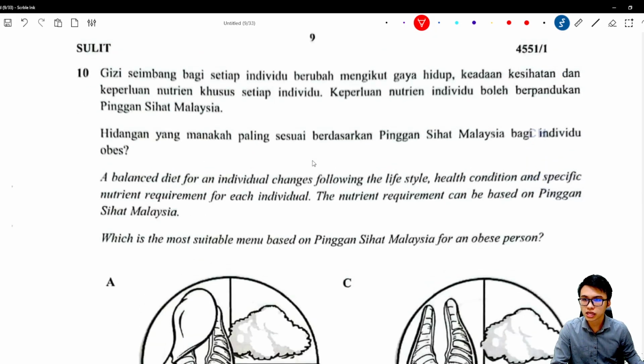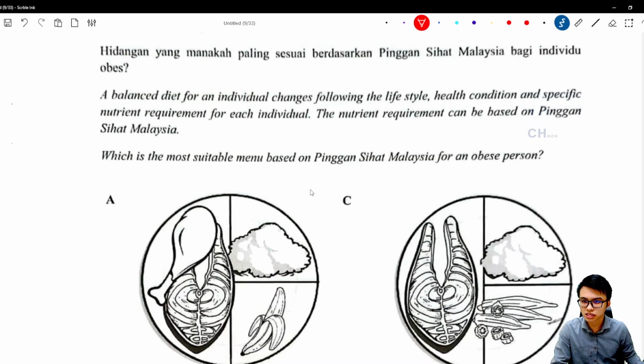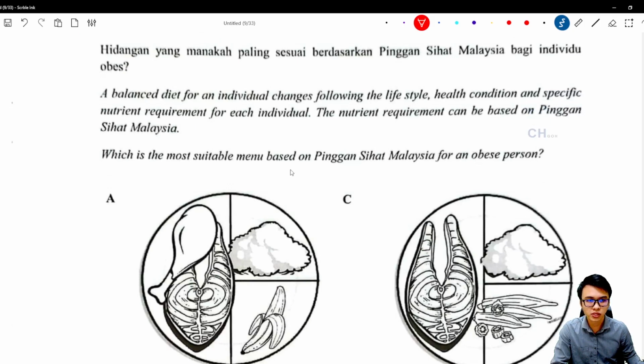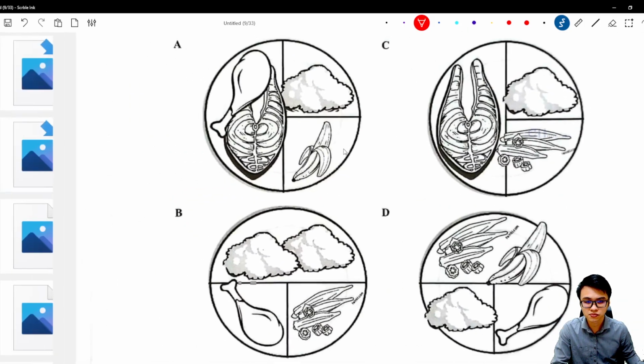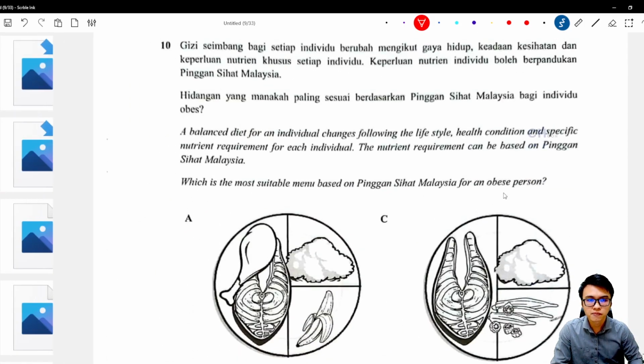How about question 10? A balanced diet for an individual. Okay, you want to follow the Pinggan Sehat Malaysia. So based on the Pinggan Sehat Malaysia, which one is suitable for the obese person? Now, for the obese persons that have excessive fat, they need to cut down carbohydrates and fat intake. So they will need to reduce fat, they need to reduce carbo, okay? But remember they still need to eat carbo.